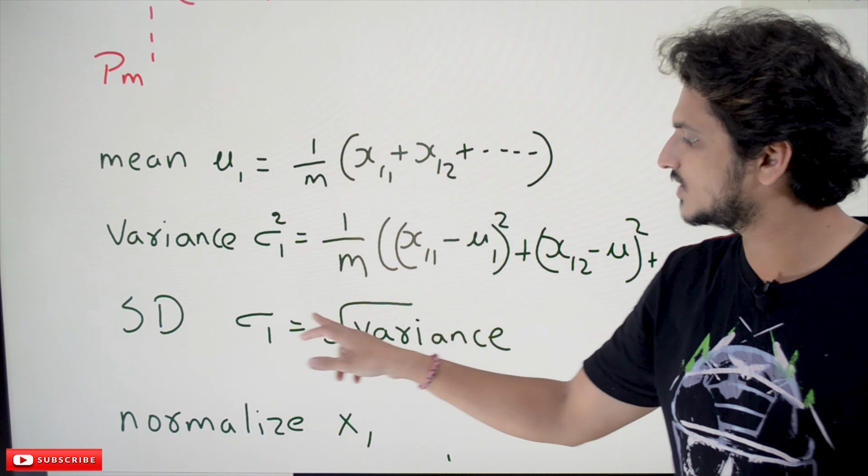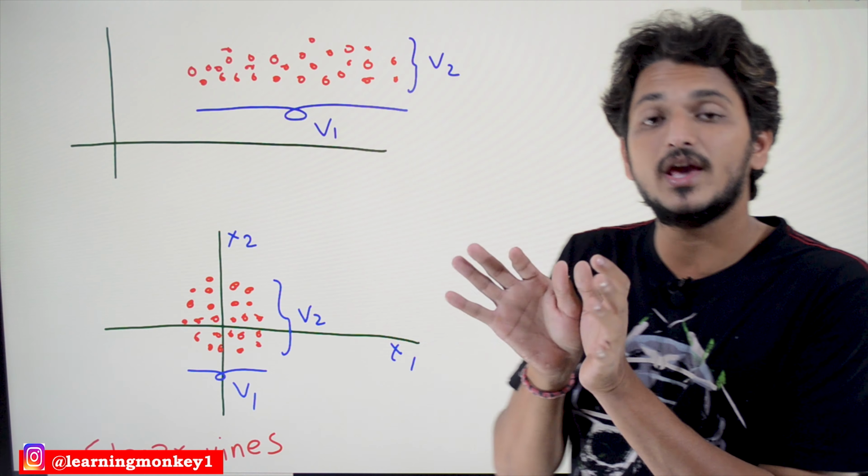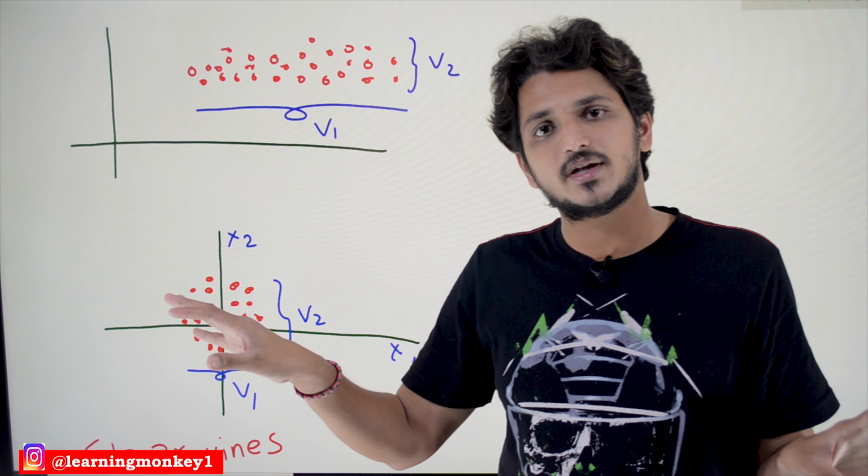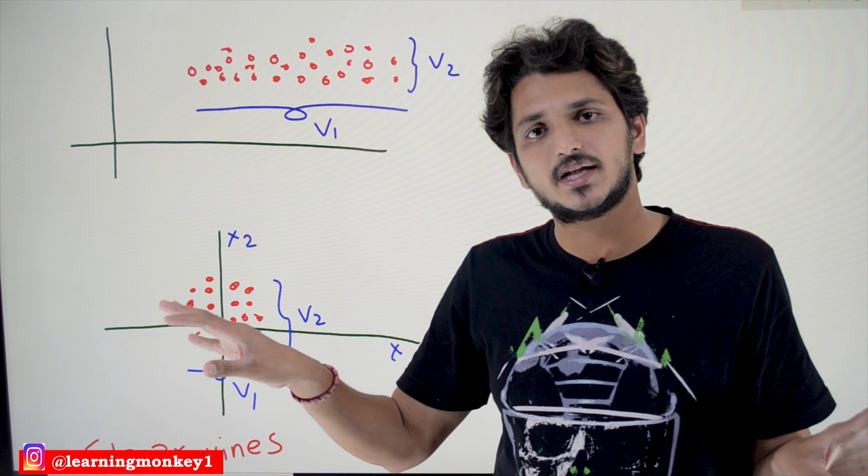Let's take a look at the normalized points. This is our original data. What we observe here is that in this dimension the variance is very large. Variance means how spread out our data is. In this dimension the variance is very small. This is our original data. So what we are doing here is normalizing this data.